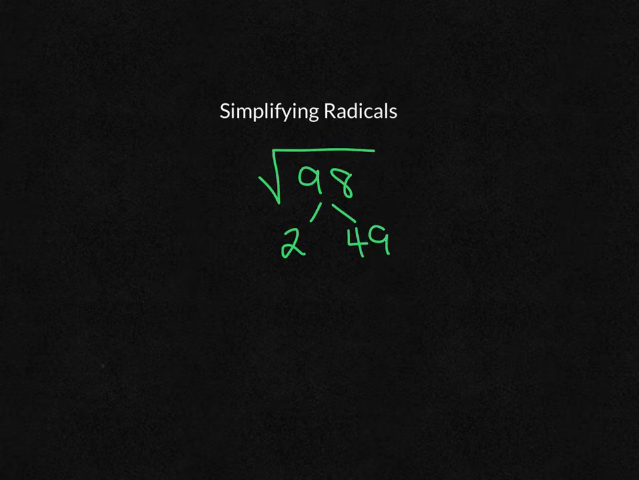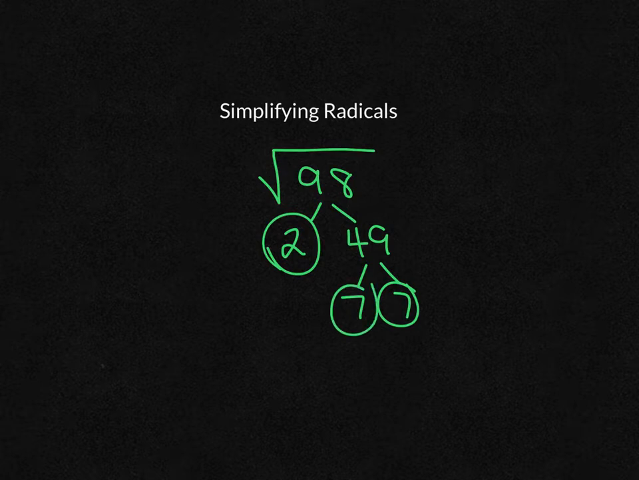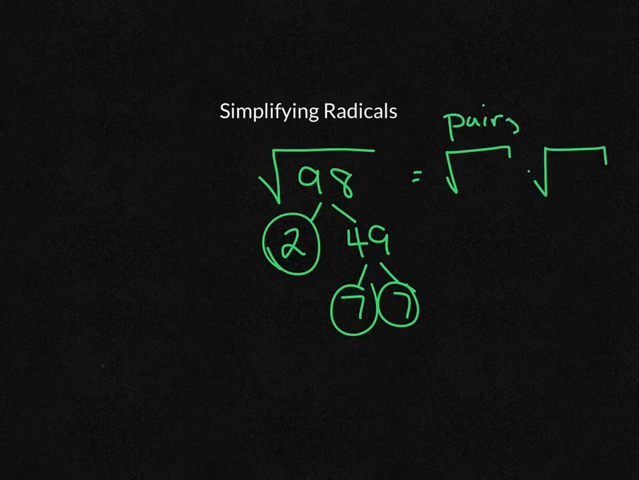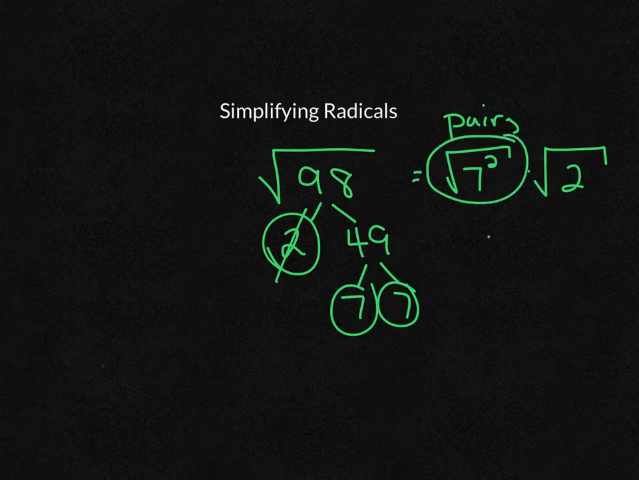You were taught to do a factor tree, and I can see that this breaks into 2 times 7 times 7. And then you used to pair things up. You'd split this into 2 radicals. You'd put your pairs in the first one. So we have a 7 to the second power, and you got this leftover 2 that would go here. And you would do that because the square root of 7, square root of 7, root 2.